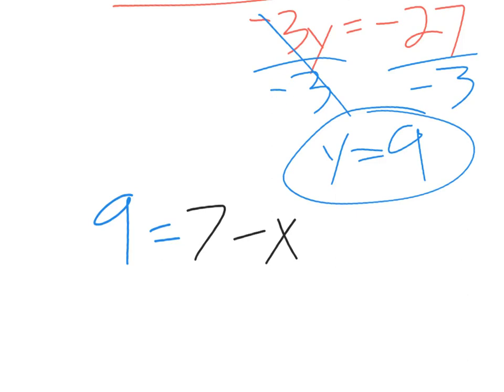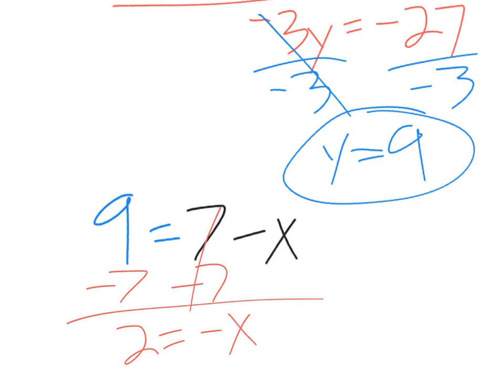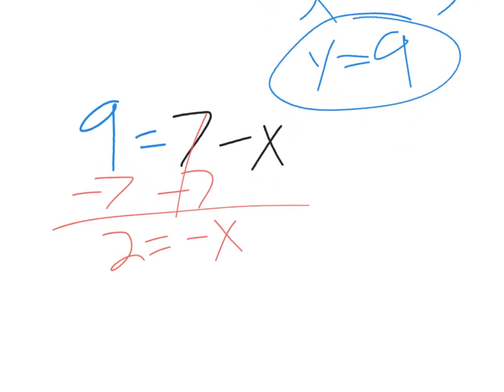So 7 minus what number is 9? It's going up, so you have to be minusing a negative number. So what am I going to do? I'm going to subtract out 7. 9 minus 7 is positive 2. So if positive 2 equals negative x, then positive x equals negative 2.